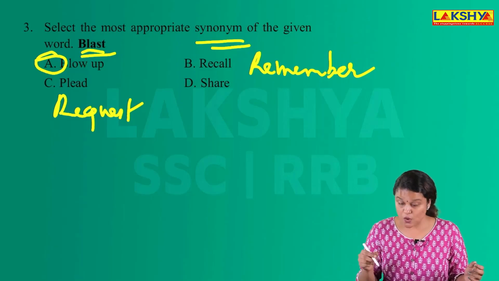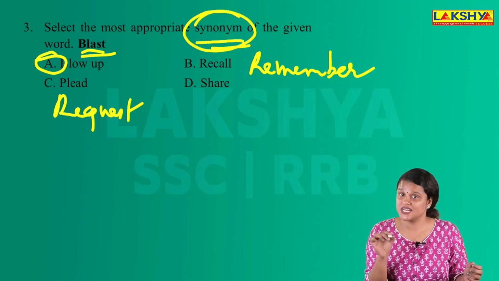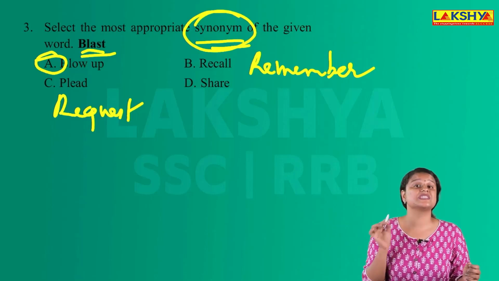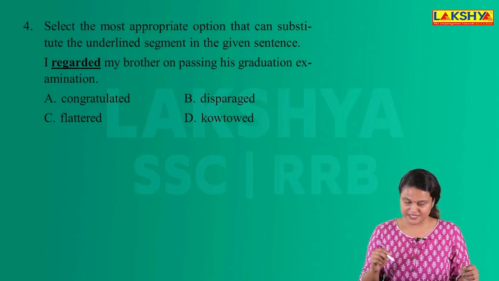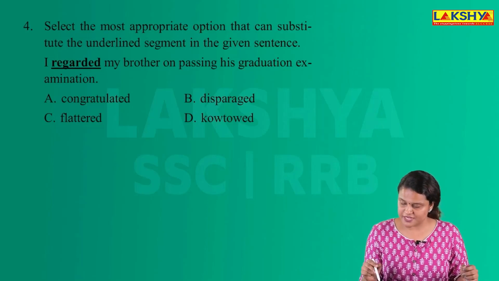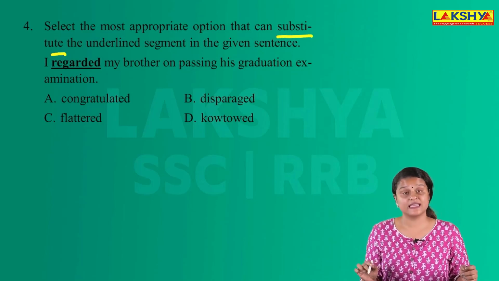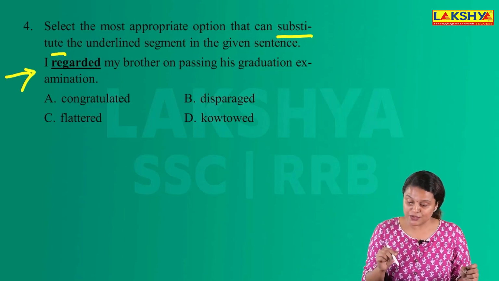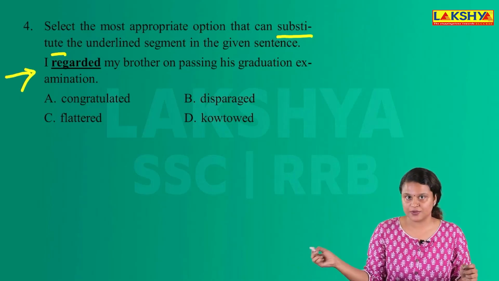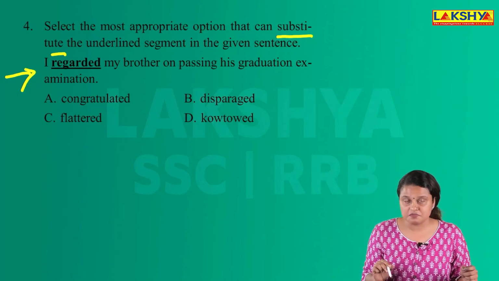Now let's look at the next one. So always remember, I just have to always remind you, always look for what is asked. Is it a synonym, which means similar word, or is it an antonym, which is the opposite word? Clear? Great. Next question, look for yourself. Select the most appropriate option that can substitute the underlined segment in the given sentence. So, first you should read the sentence. That is the first thing that you need to do. Then you need to know what that sentence is about. First you have to understand the meaning of the sentence. So, let's look at the sentence. I regarded my brother on passing his graduation examination.